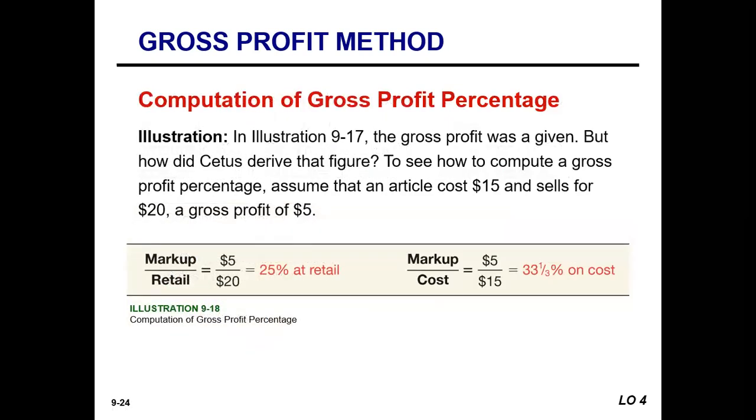All right, so computing that gross profit percentage, and just like it shows on here, in the previous example the gross profit was given, but how did we get to that figure? So we compute gross profit percentage just like it shows here. If something sells for $20 and it has a cost of 15, the way that we calculate that gross profit percentage is by taking that markup, that difference of $5, that gross profit of $5, divided by the selling price. And so that's a 25% gross profit percentage, right?